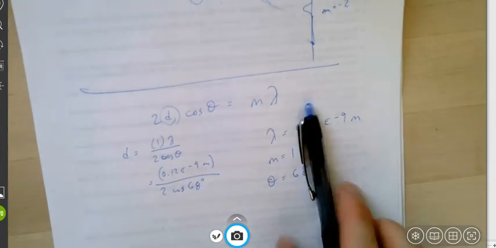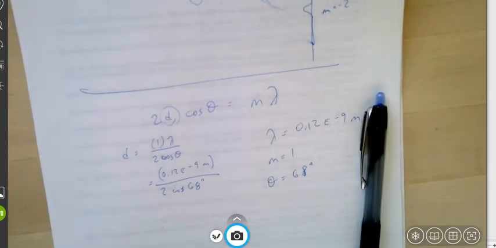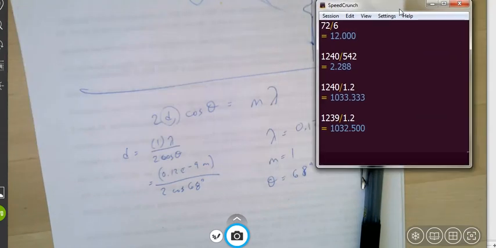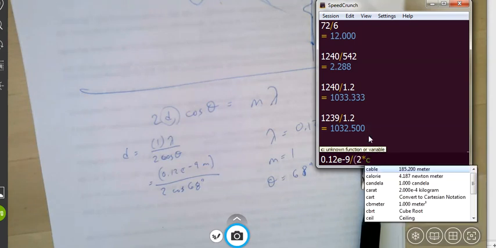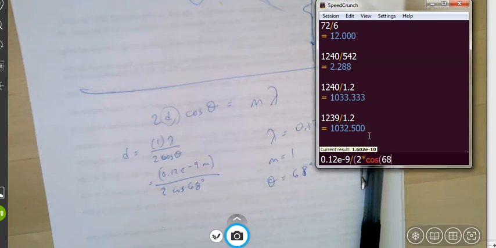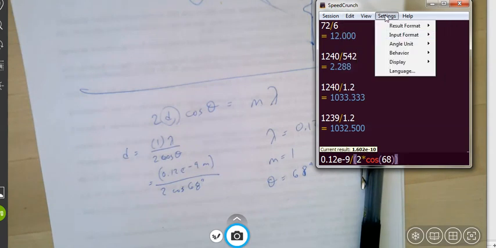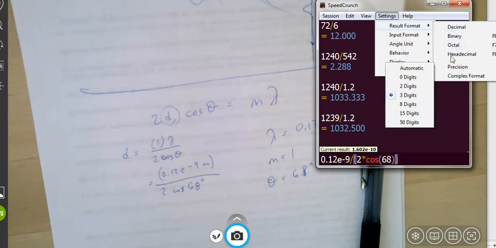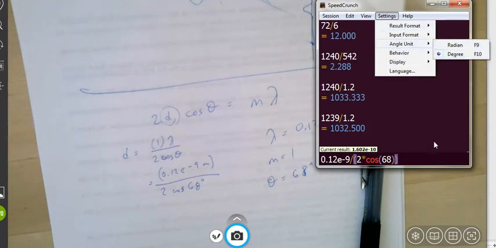Let's go ahead and put that information into a calculator. So here's my calculator, and I'll just put these numbers in. So 0.12 times 10 to the minus 9, divided by 2 times the cosine of 68 degrees. Actually, let me make sure I'm using degrees right now, because I was playing with things earlier. So we'll go to angle unit, degrees. Yeah, everything's good.